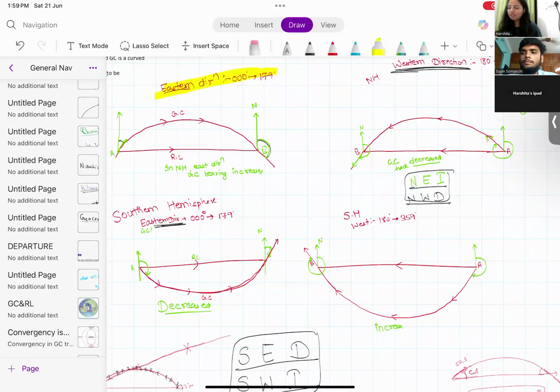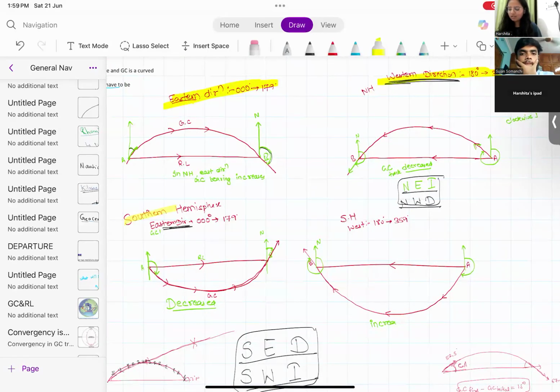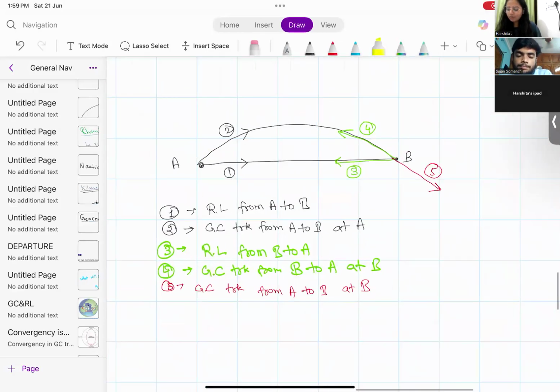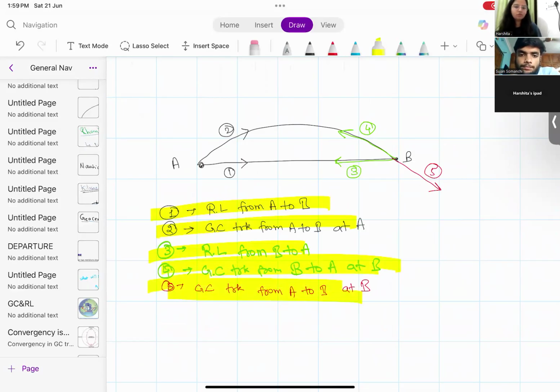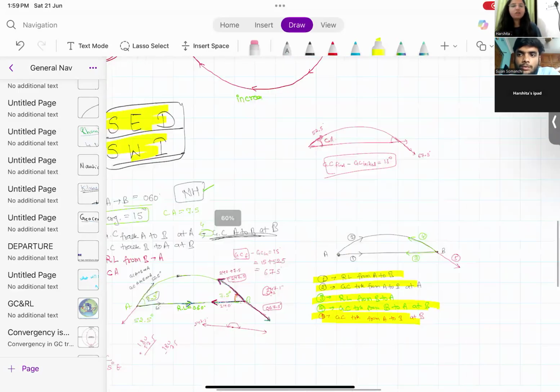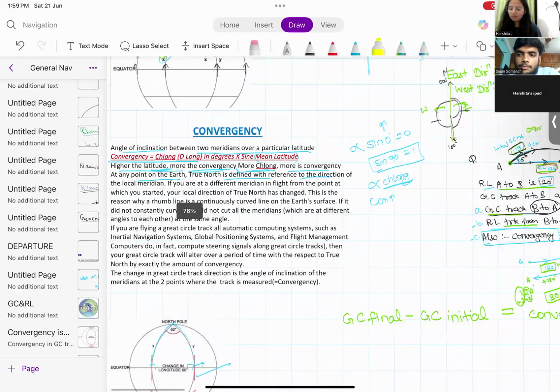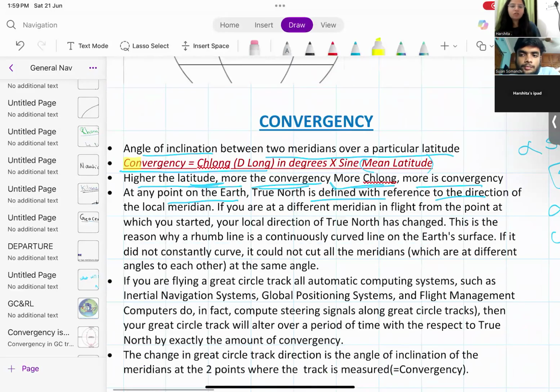If you do not make these diagrams, you would not understand what the directions are and what is happening where. Where is it increasing? Where is it decreasing? Always keep in mind these 5 directions. If you do not know these directions, you won't be able to solve a single question. Then the formula for convergency. The question which we saw right now, we used the formula for convergency, right?